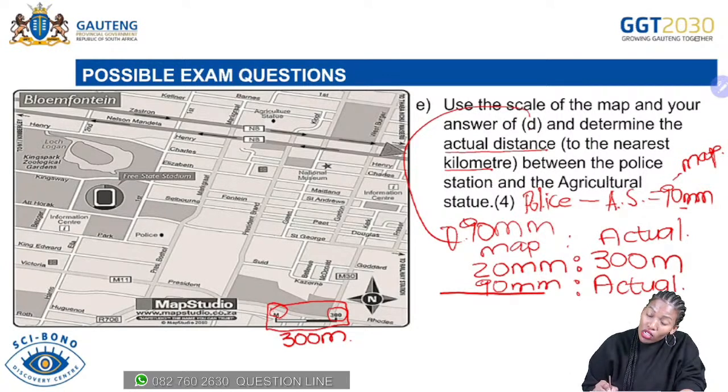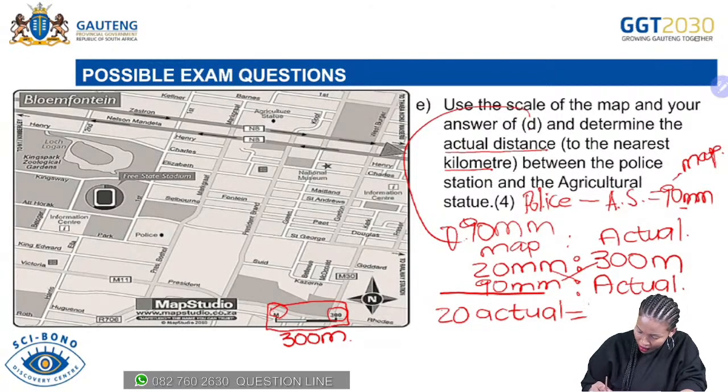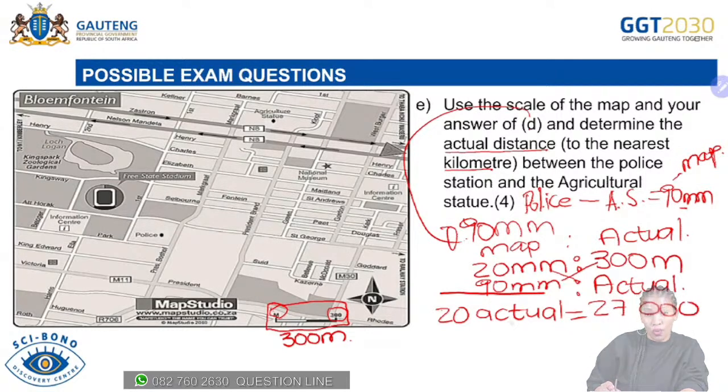So then I'm going to cross multiply. We say 20 multiplied by actual. It is 20 actual equals 90 multiplied by 300. I hope you guys are working it out there. 90 multiplied by 300. The answer is 27,000. But we want the actual. So how do we get the actual? We divide by 20. We divide this side by 20. 20 and 20, they cancel.